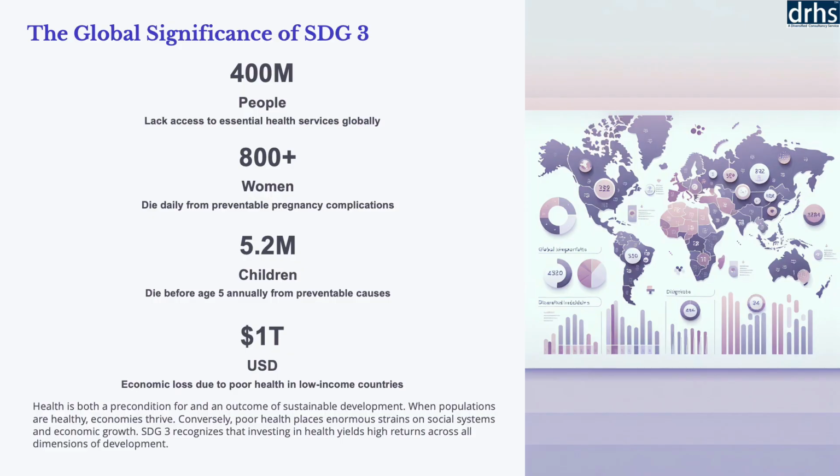Investing in health yields exponential returns across all dimensions of sustainable development. Progress on SDG 3 directly accelerates achievements in poverty reduction, SDG 1, quality education, SDG 4, and decent work, SDG 8. Therefore, achieving the targets of SDG 3 is not merely a health objective but a strategic investment in a more resilient, equitable, and prosperous global future. Slide 4. Health as a human right and development indicator with social determinants.